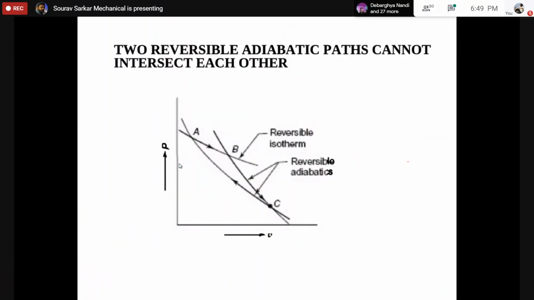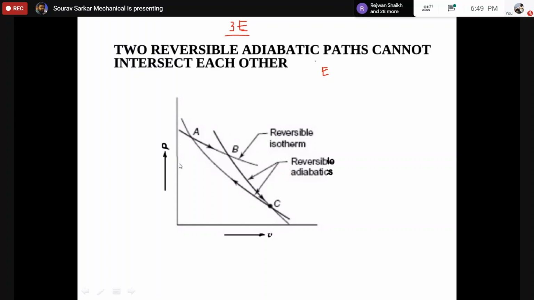Now today we'll discuss something new, which is the concept of entropy. So what is that, I will tell. Thermodynamics is basically a subject that deals with 3E. One E is energy, and another one is entropy. So what is entropy, that I will tell you.